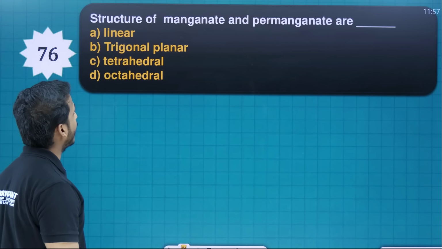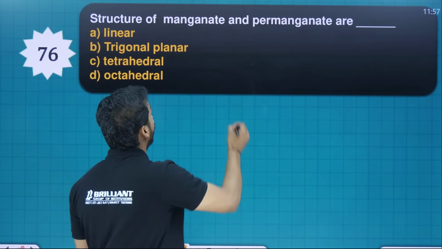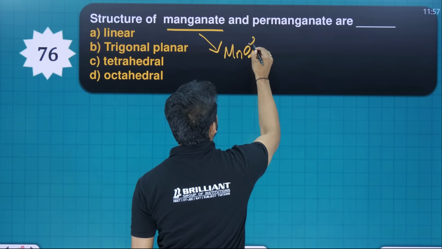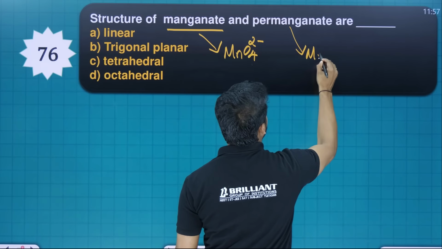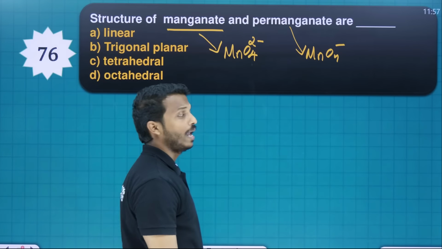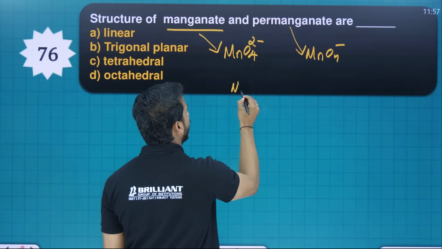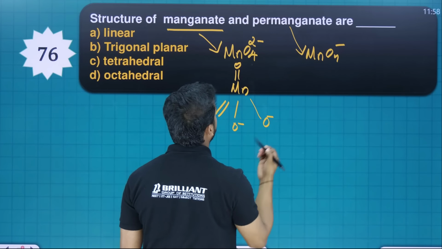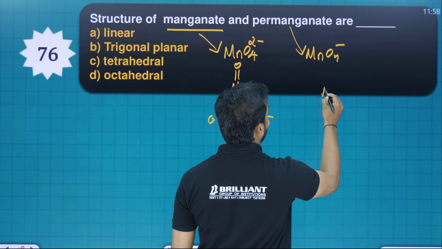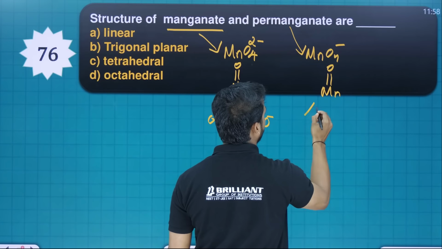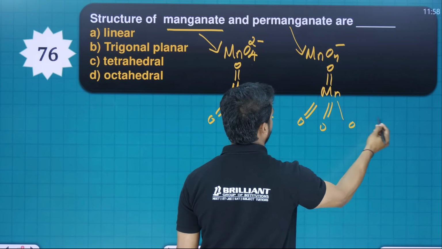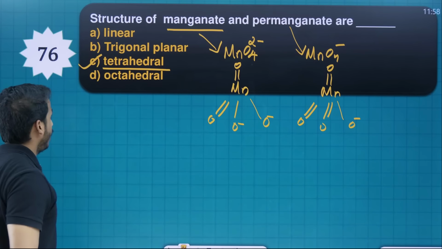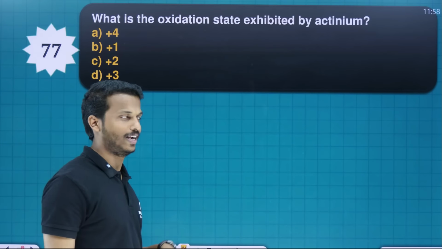76. The structures of manganate and permanganate are. What is the structure of manganate? Manganate is MnO4 2-. Permanganate is MnO4-. Ready? Both having tetrahedral structure. This is manganate, and permanganate will be Mn with double bond O, double bond O, double bond O, and O-. Both having tetrahedral structure. Even chromate and dichromate also tetrahedral.